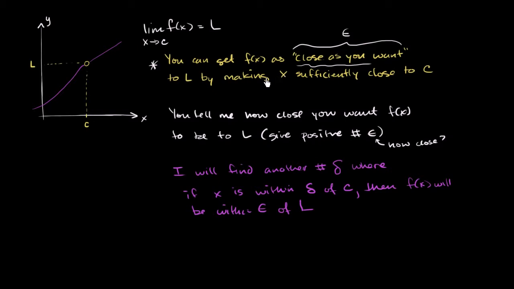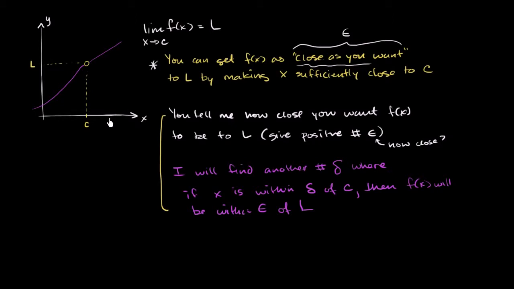So let's see if these are really saying the same thing. In this yellow definition right over here, we said you can get f of x as close as you want to L by making x sufficiently close to c. This second definition, which I made as a little bit more of a game, is doing the same thing. Someone is saying how close they want f of x to be to L, and the burden is then to find a delta, where as long as x is within delta of c, then f of x will be within epsilon of the limit. It's saying, look, if we were constraining x in such a way that x is in that range of c, then f of x will be as close as you want.